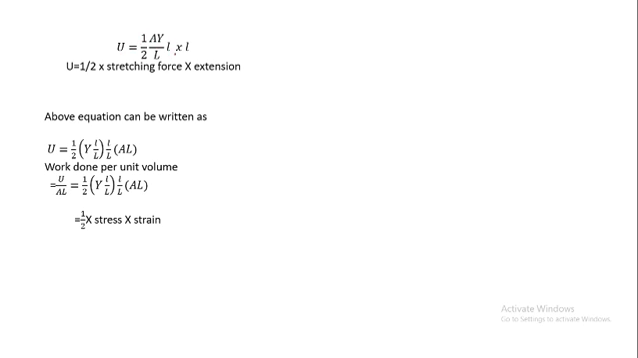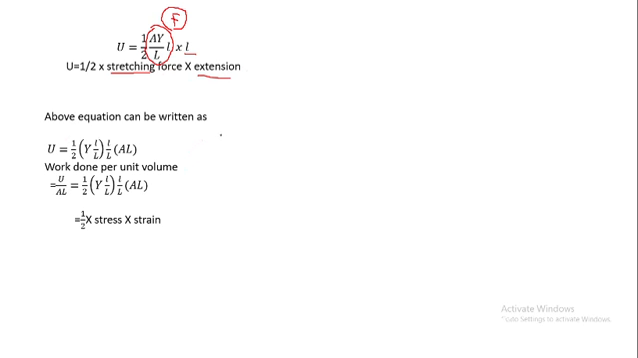Now this l square is written as l into l. If you observe, YA divided by L into l is nothing but the force. This is called the stretching force, or the applied external force. So you get the potential energy is equal to 1/2 into stretching force into l, where l is the extension, that is the increase in length. So you get 1/2 into stretching force into the extension.